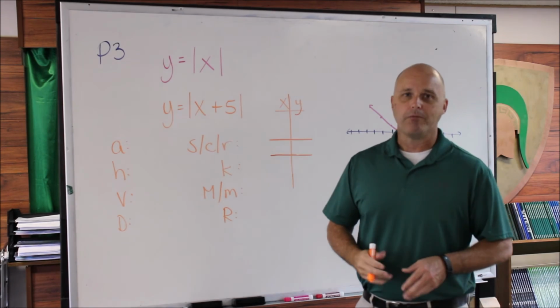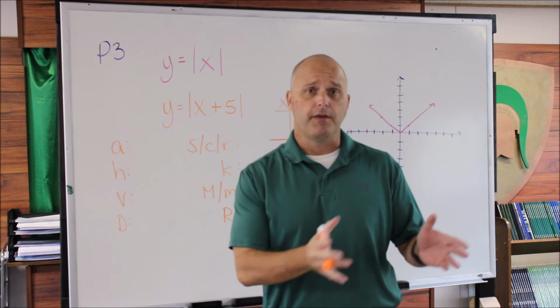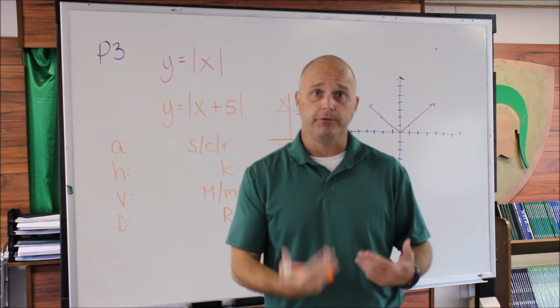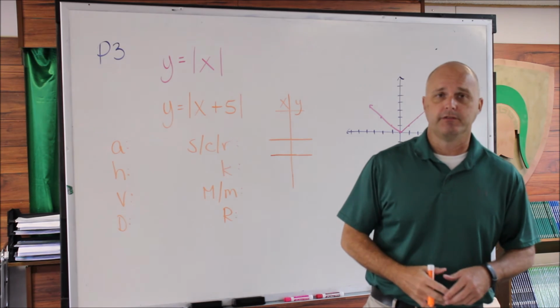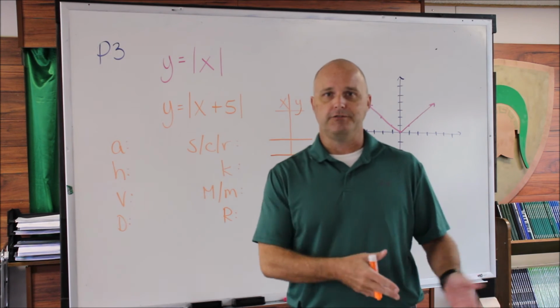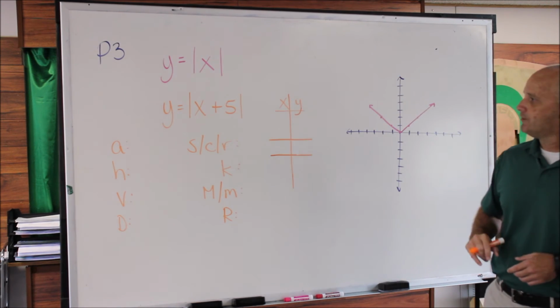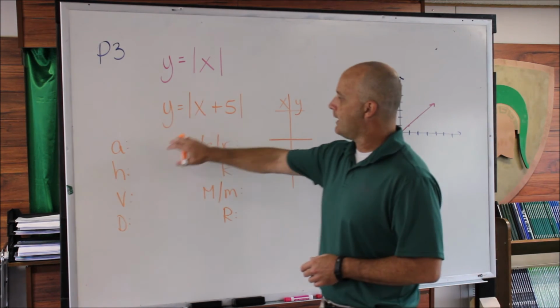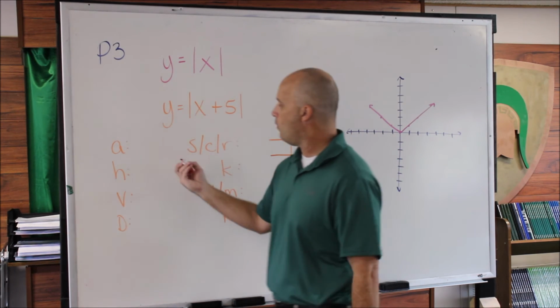All right, so for problem number 3, we're going to change the k value out and make that 0, and then replace the h value with a new number. So we've got y equals the absolute value of x plus 5. No k value, new h value. So again, the parent function's already been graphed, and we'll go back and start filling in our information. So the a value of this one again is 1.